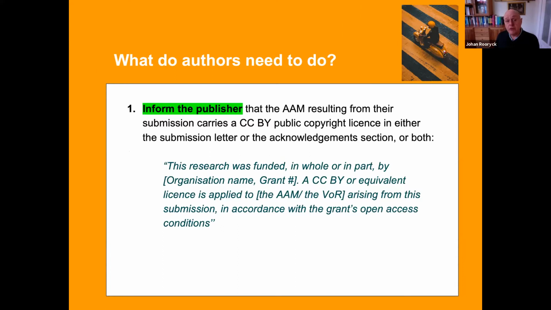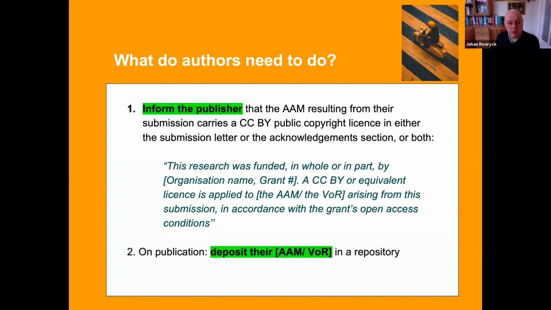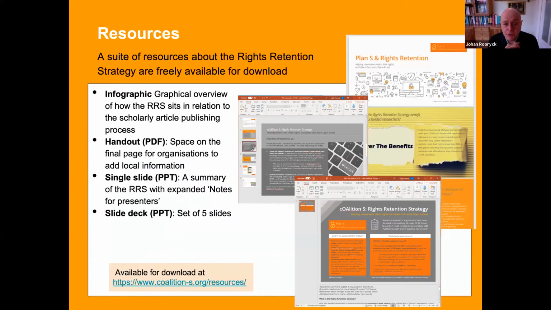So what do authors need to do? They simply need to inform the publisher with this magical language, so to speak, that really informs the publisher that this manuscript will be subject to these conditions on the AAM: CC BY license, and deposit in a repository. And on publication, of course, authors have to indeed deposit that AAM or the VOR, if permitted, in a repository. We have developed a number of resources for this, which you can find on our website. We have the infographic.